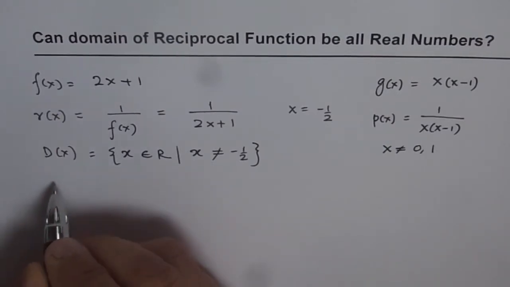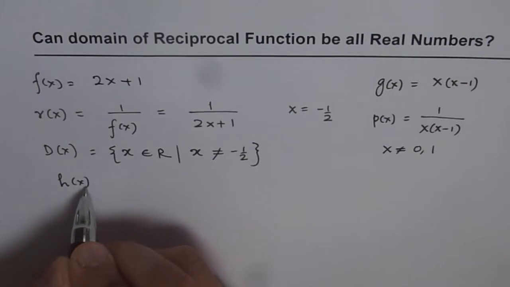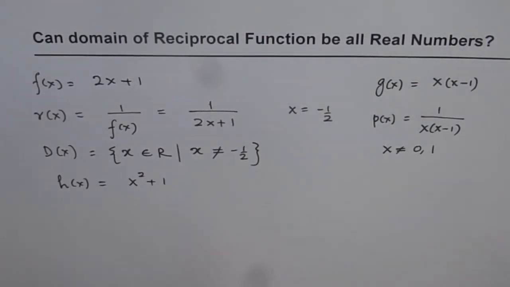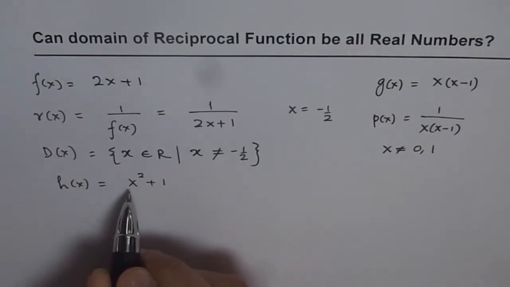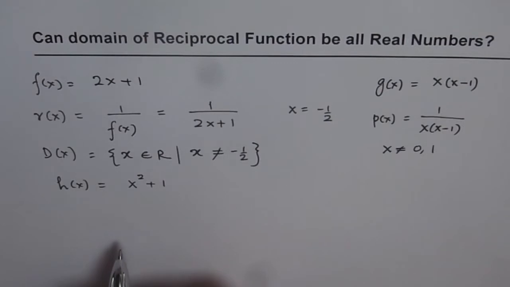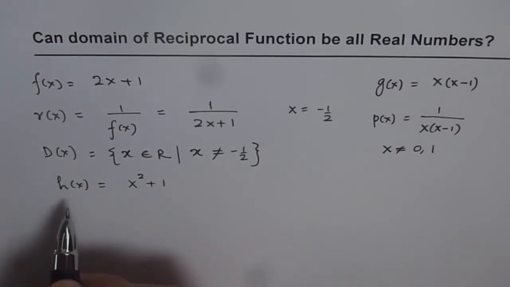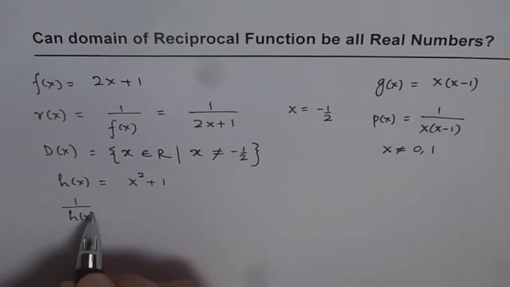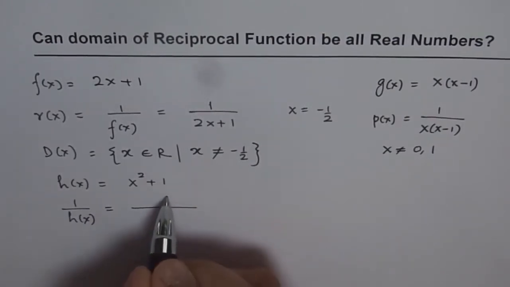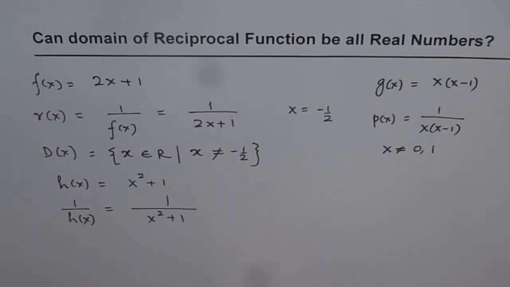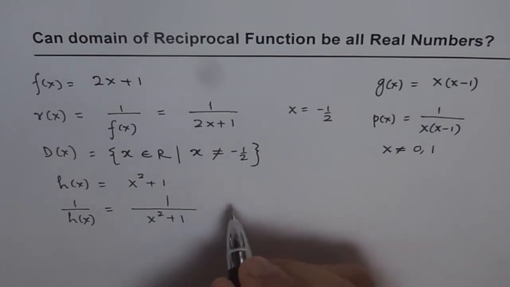But how about the function h of x equals, let us say, x squared plus 1? Now this function is always positive. It will not have any x-intercepts if we plot it, right? Now the reciprocal of this function, that means 1 over h of x, will be equal to 1 over x squared plus 1. Now the denominator is always positive. It can never be 0. And therefore, we have no restriction.